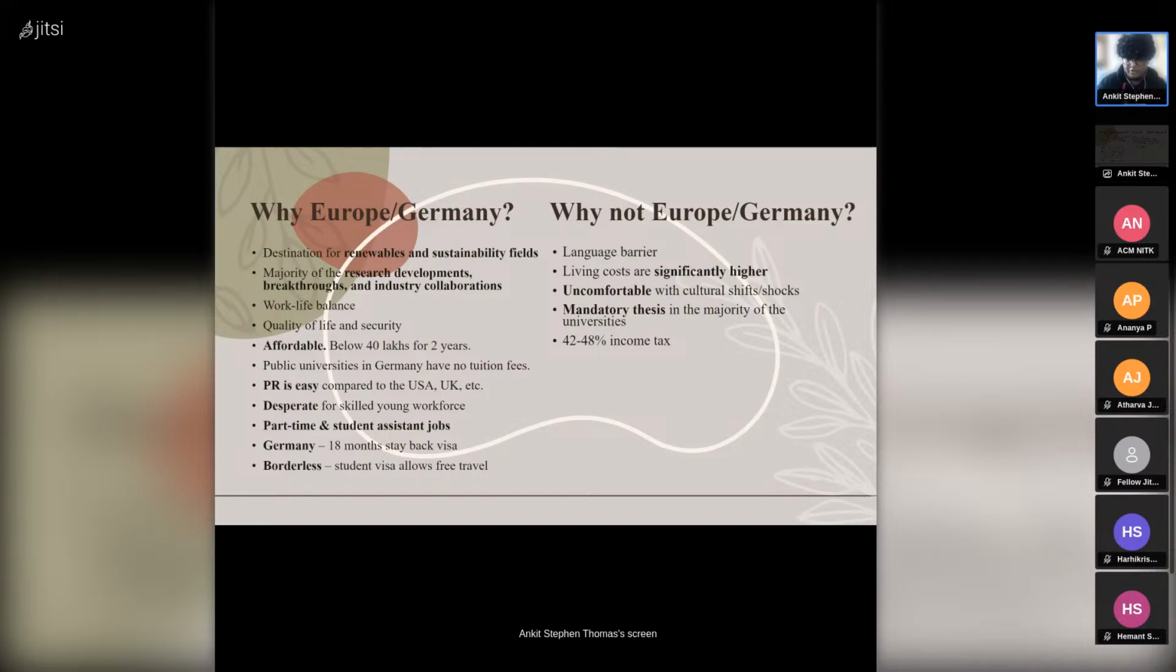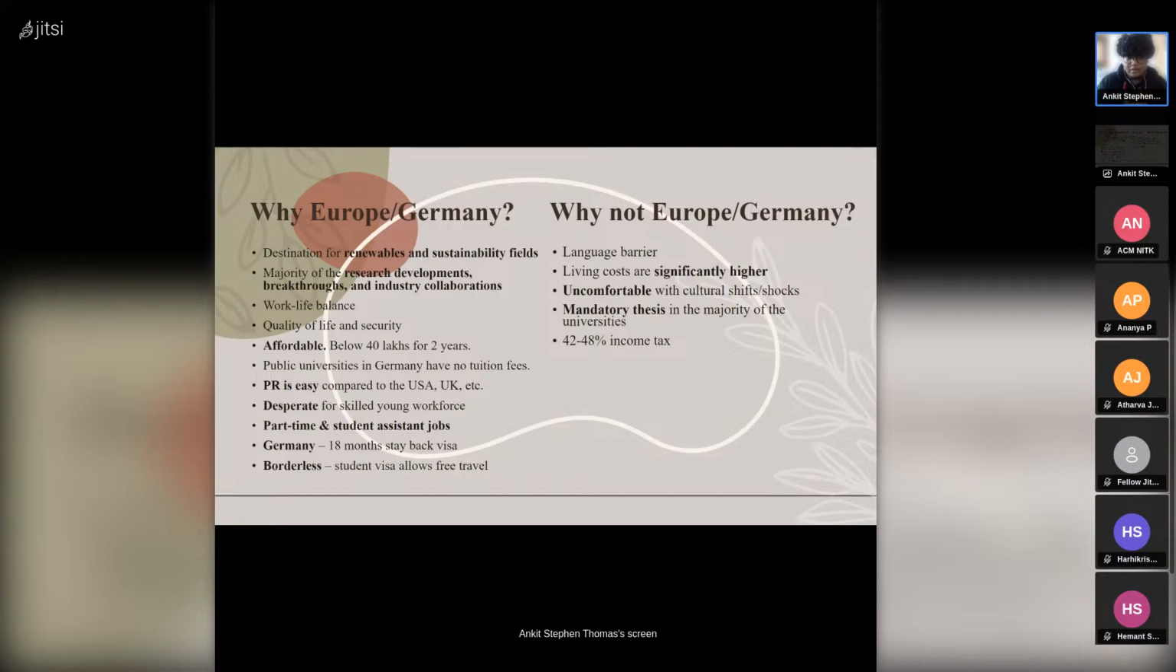Then comes work-life balance and quality of life. One particular thing that I noticed from my research was that Europe takes quality of life and work-life balance very, very seriously. Even if it's a 9 to 5 job, you're expected to work only 9 to 5. They don't want you to go back home and start working on your office work because you have a life beyond work as well. That is something that intrigued me a lot. And security, I think it goes without saying that continental Europe, that is Netherlands, France, Spain, all these places, have a very good sense of security, right?